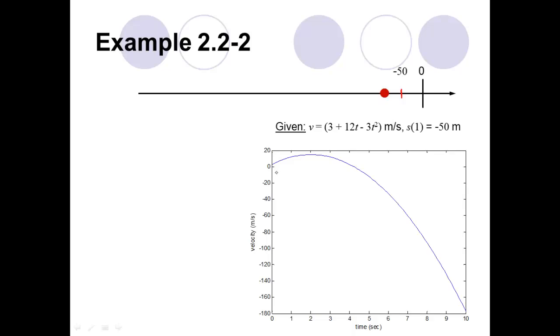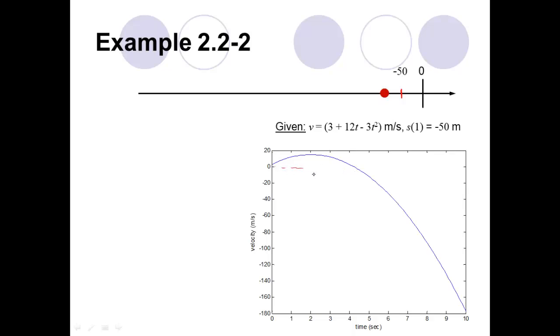So initially, we have some positive velocity, and the velocity initially gets bigger. So the particle is moving faster in the positive direction. So it's moving faster to the right. And then eventually it starts to slow down. So it's still positive, so it's still moving to the right, but it's moving to the right more slowly.